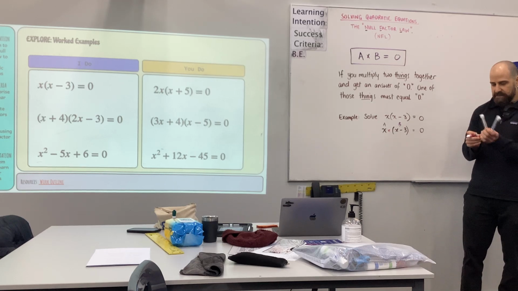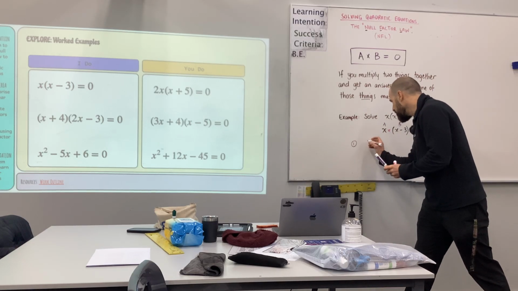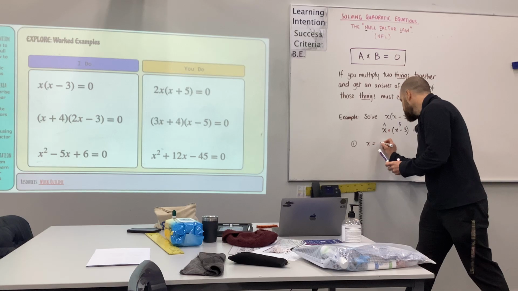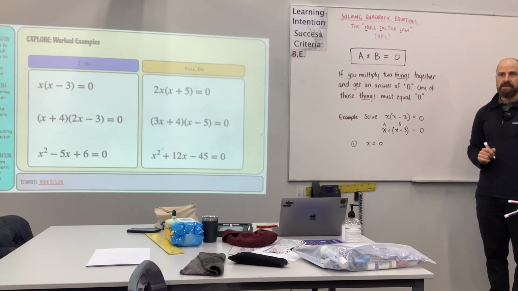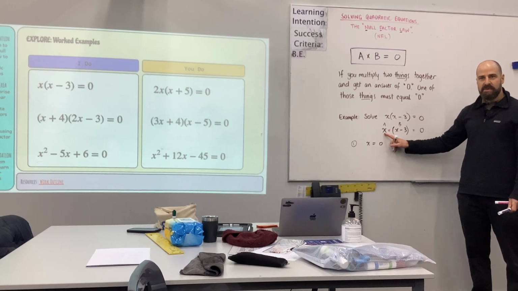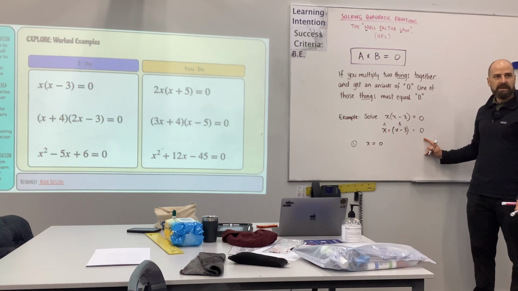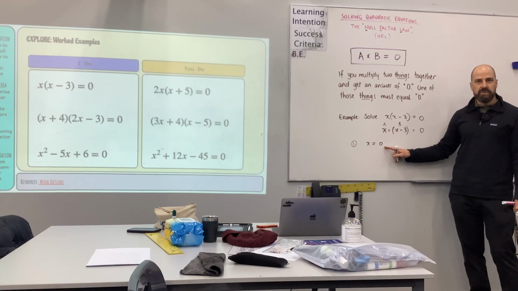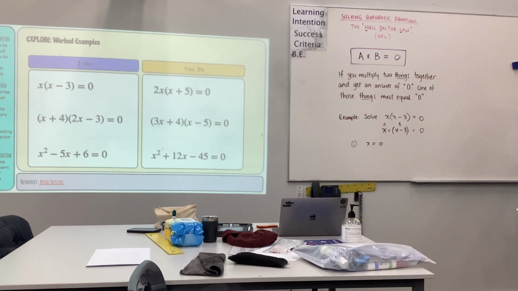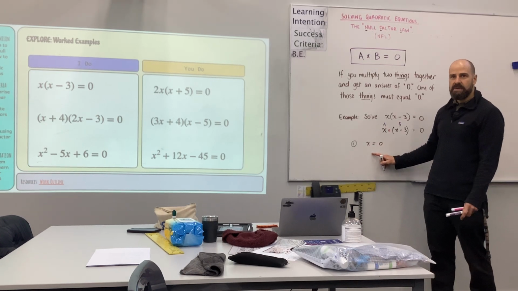So possibility 1. Possibility 1 is that x equals 0. Now, if x equaled 0, I would have 0 times 0 minus 3, which is 0 times negative 3. That would work, wouldn't it? So this is one of the solutions to our equation. Like we did over here with linear equations, we got a solution, x equals 2. This is one of our solutions, x equals 0.